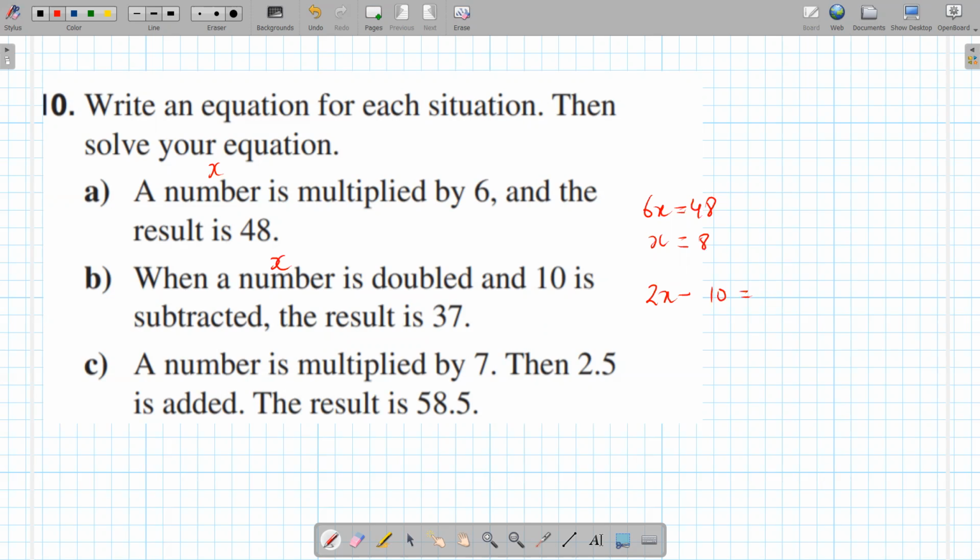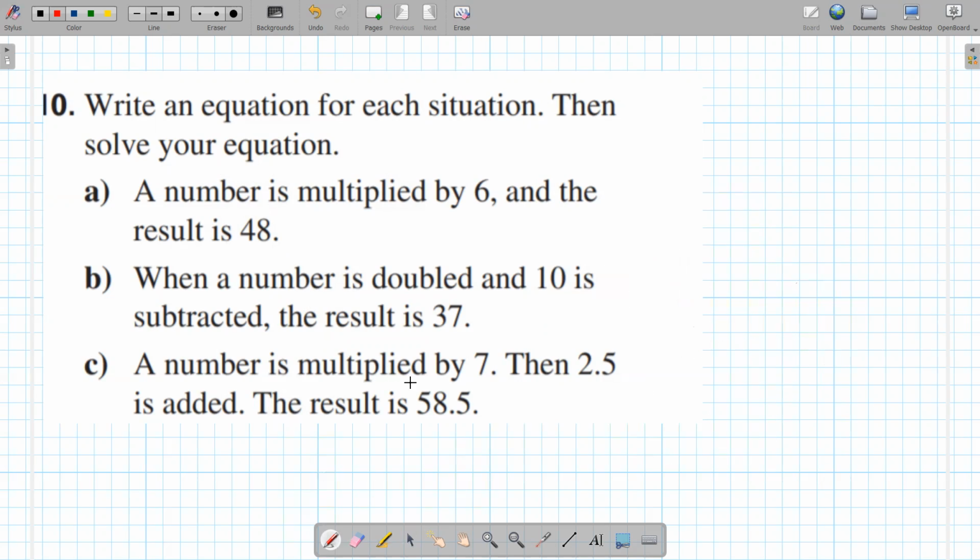2x minus 10 equals 37. Now how do we solve this? You would add 10, and then you would divide by 2. And there we go, easy. 23.5 is our number.